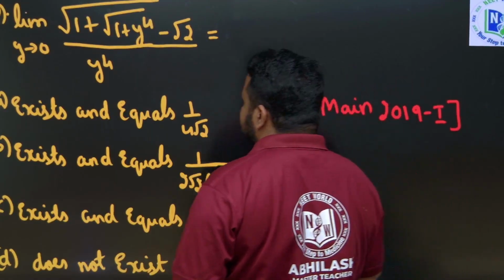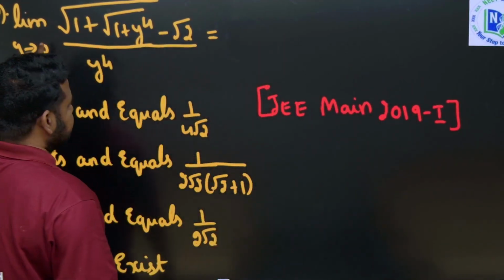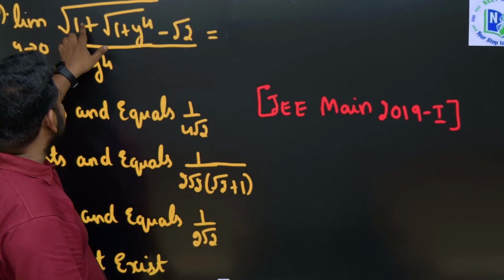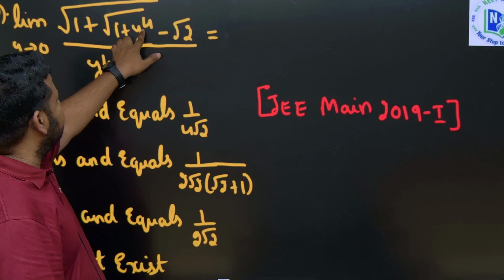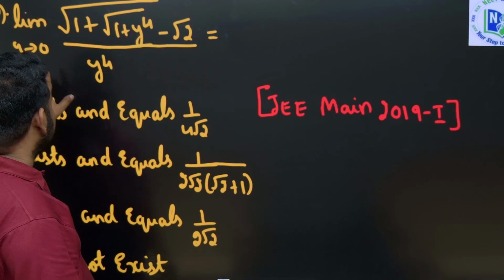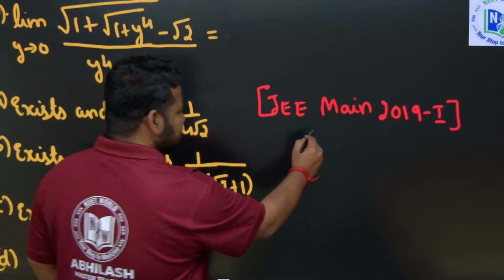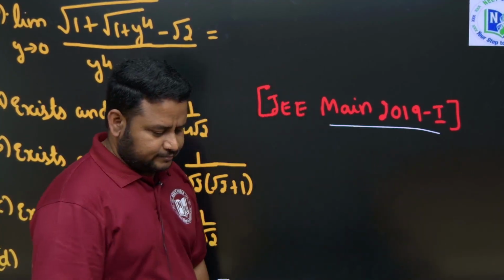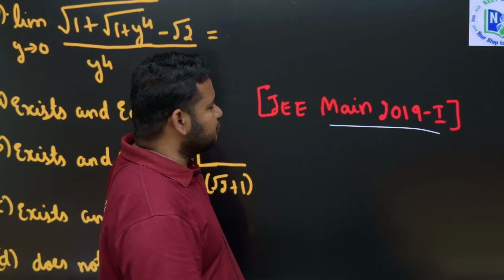So let us go to the question, friends. They are telling: limit of square root of 1 plus square root of 1 plus y to the power of 4, minus square root of 2, divided by y to the power of 4. JEE Main 2019 question. Looking at this, you will feel that you can rationalize.